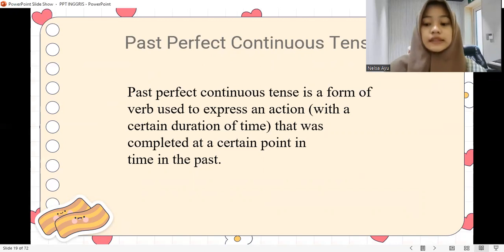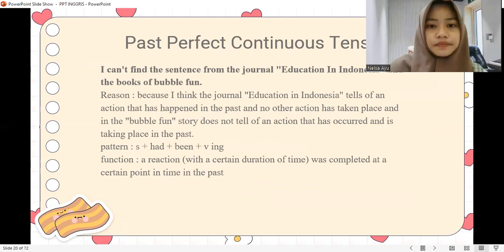For example number one and number two, I can find the sentence from the journal Education in Indonesia and the book Bubble Fun. Reason: because I think the journal Education in Indonesia tells of an action that has happened in the past and no other action has taken place, and the Bubble Fun story does not tell of an action that has occurred and is taking place in the past.